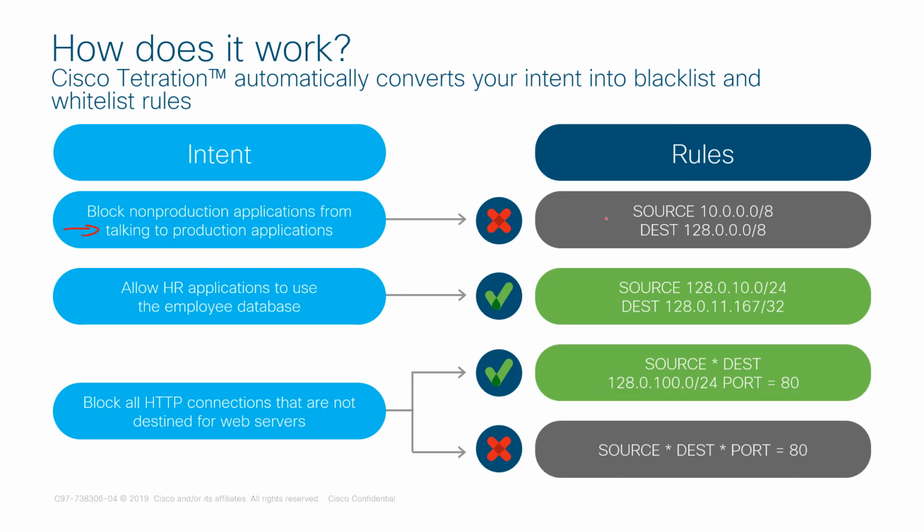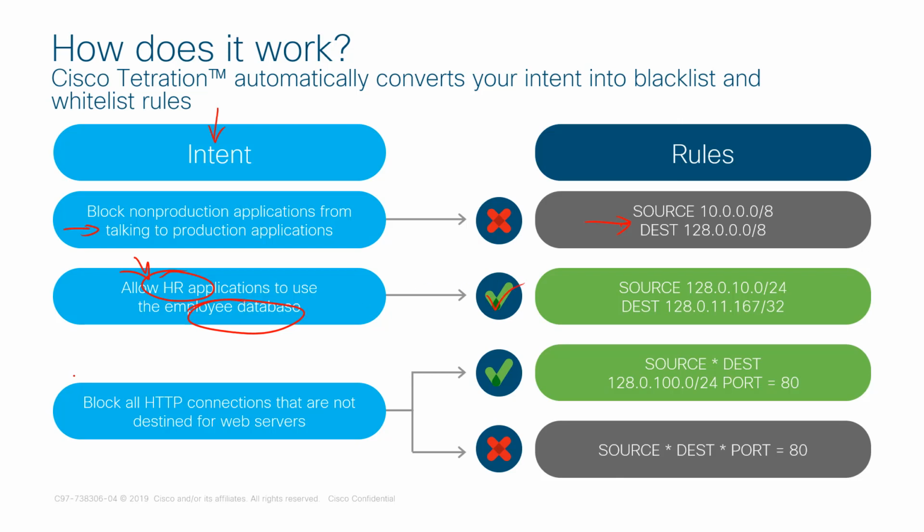And Tetration can convert that information into IP to IP. So the rule is always going to be IP to IP, but the point is that now I can give my human intent to my policy, right? So for example, if I allow HR applications to use the employee database, as long as that application belongs to HR, it's allowed to use the employee database, right?